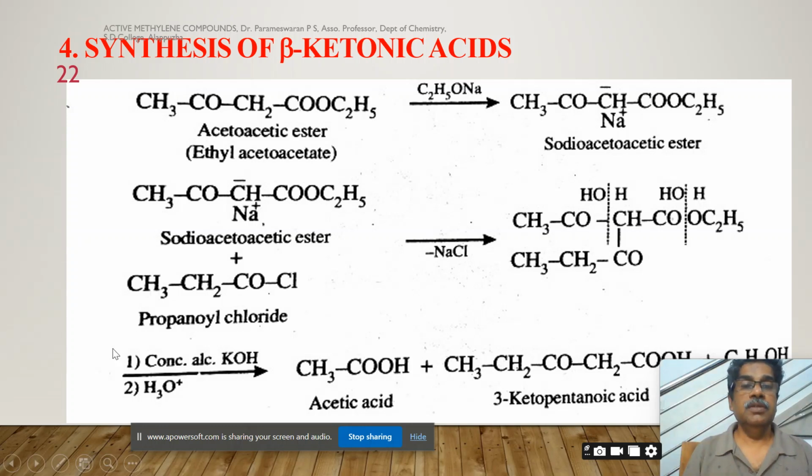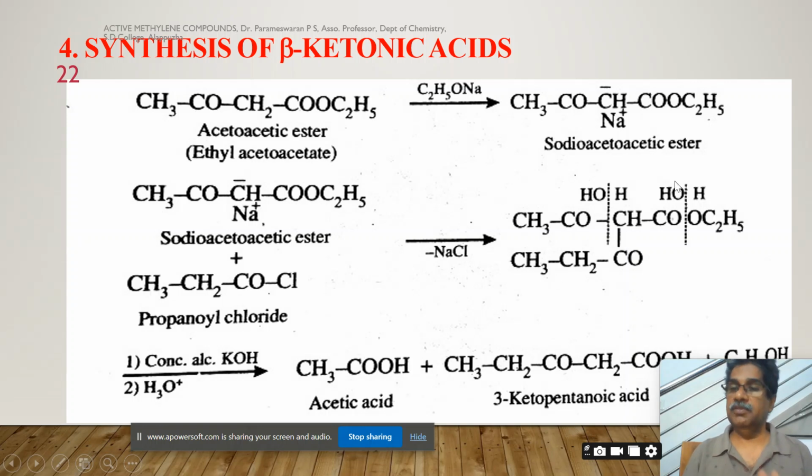So this is treated with propanoyl chloride. Now the NaCl is replaced. Now the CO is connected to this active methylene group. So what will happen? CH3COCHCOOC2H5. That is the ethyl acetoacetate part. And here, this CH3CH2CO part is connected to the active methylene carbon.